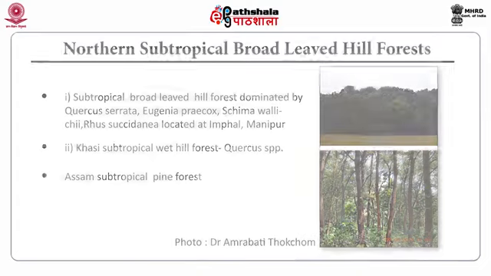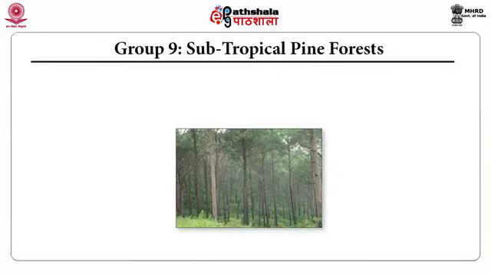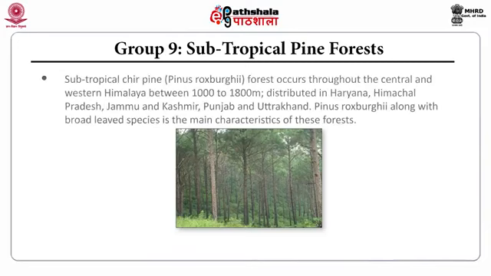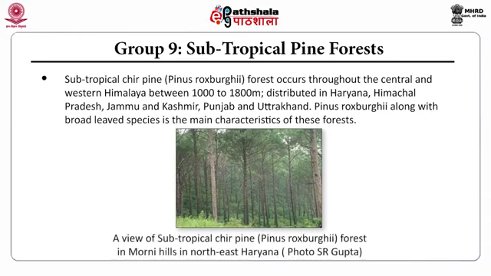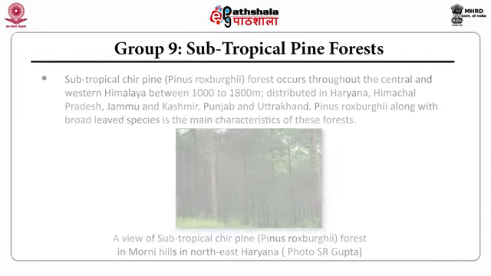region in Manipur. Then in this slide, we see the group 9 type of the subtropical pine forests. The subtropical chir pine forests occur throughout the central and western Himalaya between 1000 to 1800 meter. They are distributed in Haryana, Himachal Pradesh, Jammu and Kashmir, Punjab and Uttarakhand. Pinus roxburghii along with broad-leaved species is the main characteristic of this forest. So, we see a view of the subtropical chir Pinus roxburghii forest in the Morni hills in northeast Haryana in this slide.